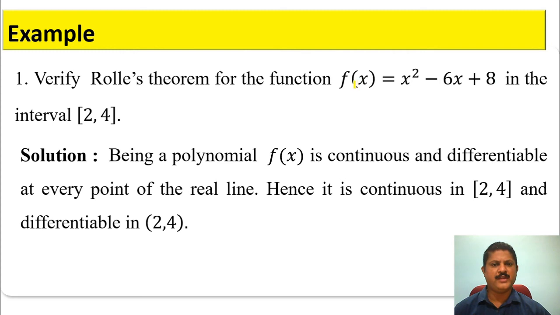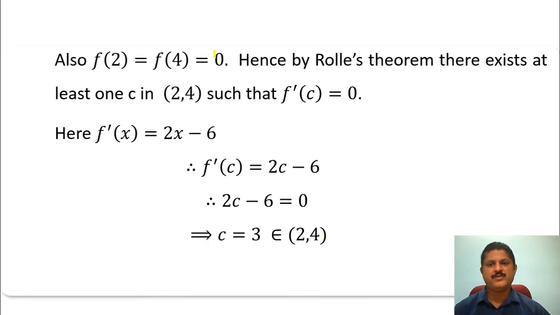Here, f of x equals x squared minus 6x plus 8. If you put x equals 2, f of 2 equals 2 squared, which is 4, 4 minus 12 plus 8, which is nothing but 0. Therefore, f of 2 equals 0. Similarly, f of 4 is also equal to 0. Hence, by Rolle's theorem, there exists at least one value c in the open interval 2, 4 such that f dash of c equals 0.